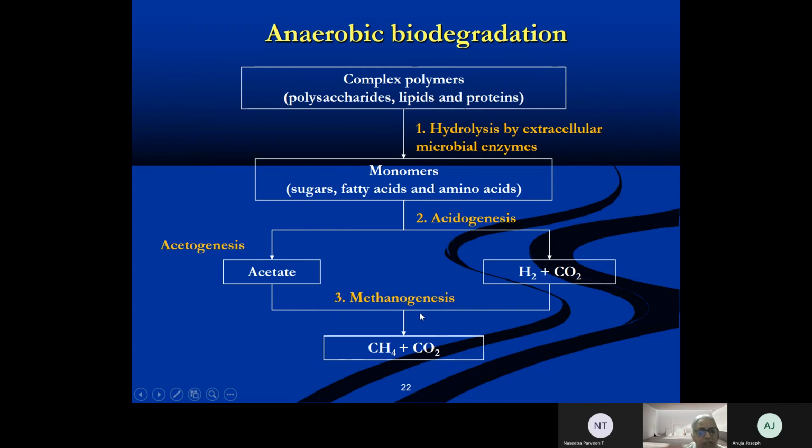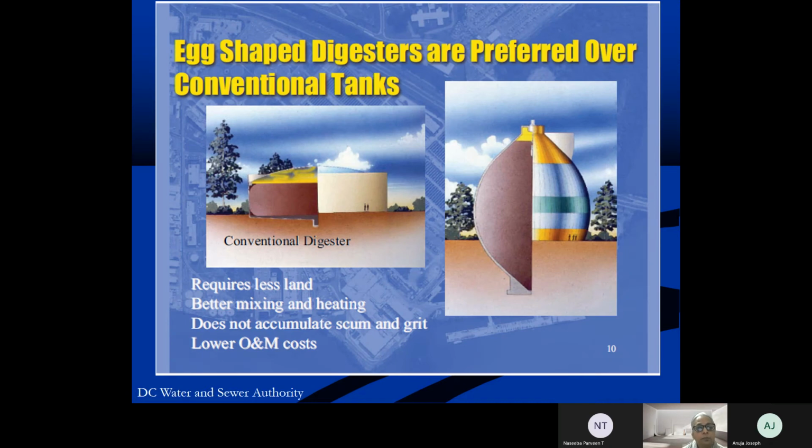Methane plus CO2 together is biogas, that process is called methanogenesis, and the bacteria that are involved in this process are called methanogenic bacteria. So about 20 to 30 years ago, most municipalities used to go for what were called conventional digesters. The conventional digesters had two types of covers. They had fixed or floating covers.